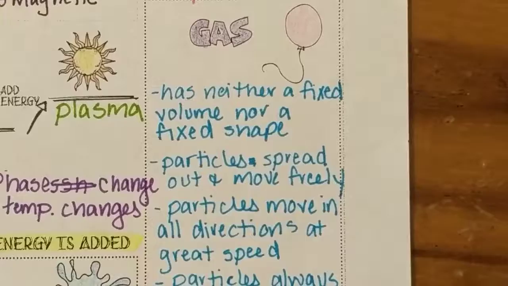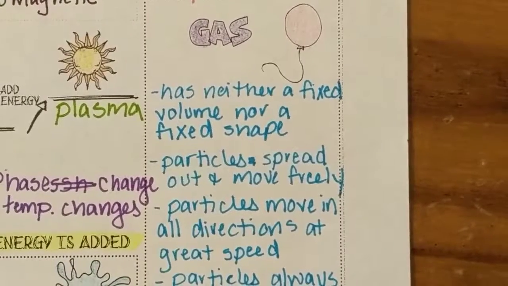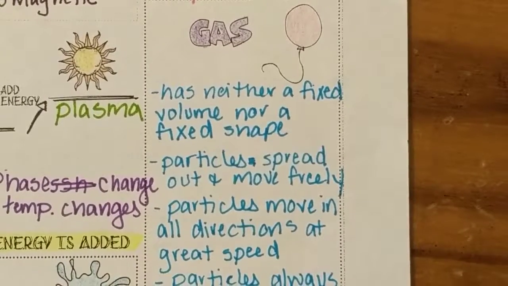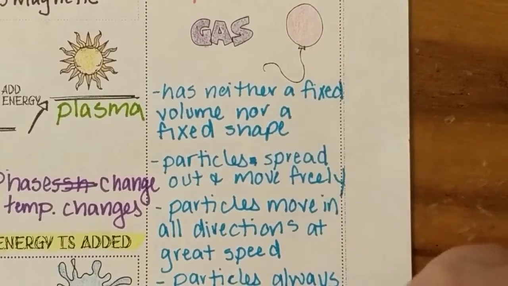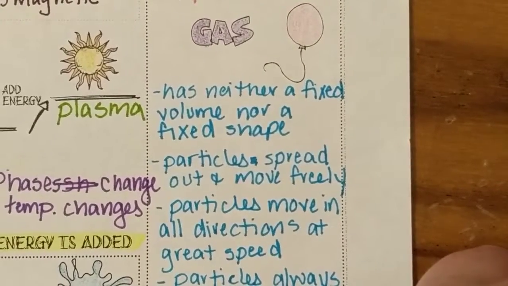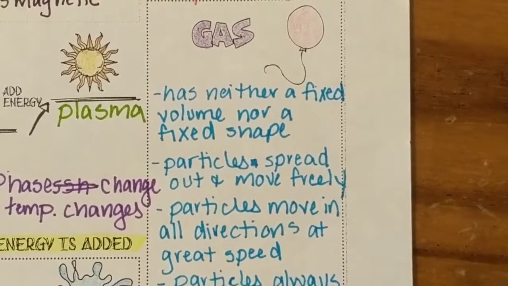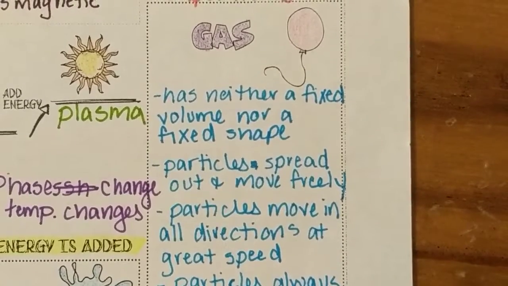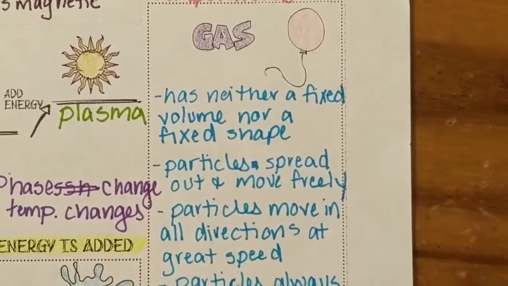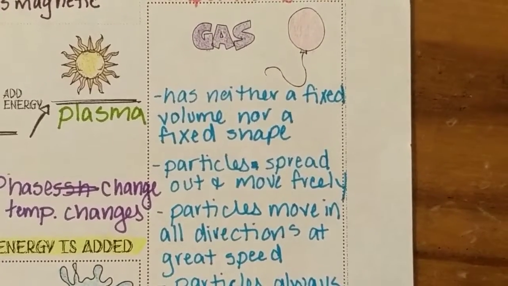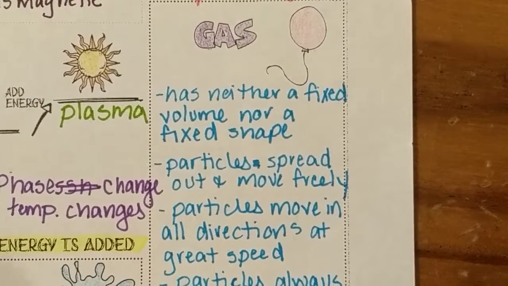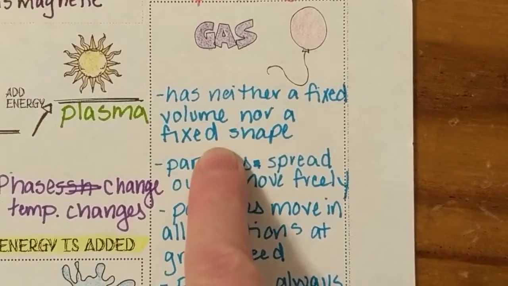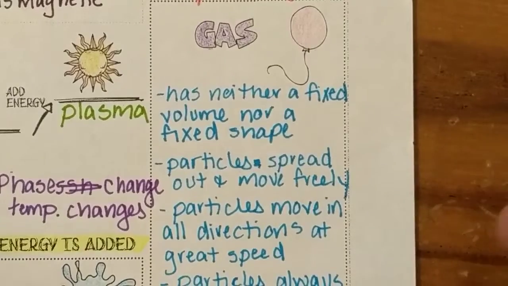Alright, our next state is a gas. A gas has neither a fixed volume nor a fixed shape, which is why gases work well in balloons and why we can make balloons in really any shape we want. I think at some point we've all filled up a balloon and then tried to squeeze it. Because it doesn't have a fixed volume, that's what allows us to squeeze it. It doesn't have a fixed shape, because that again enables us to squeeze it.